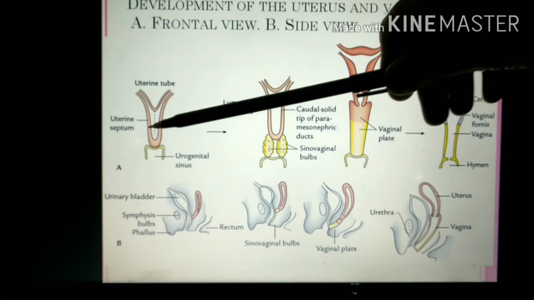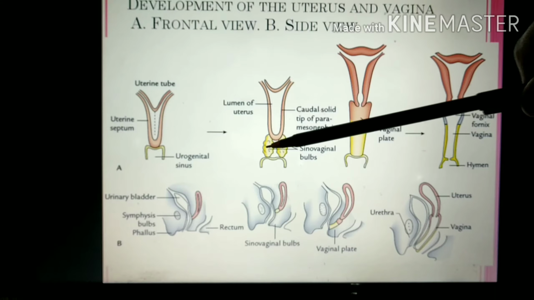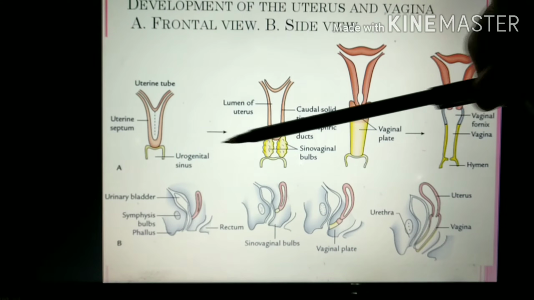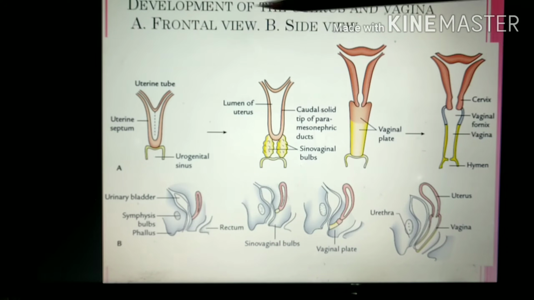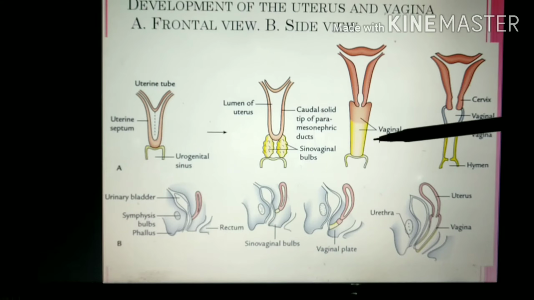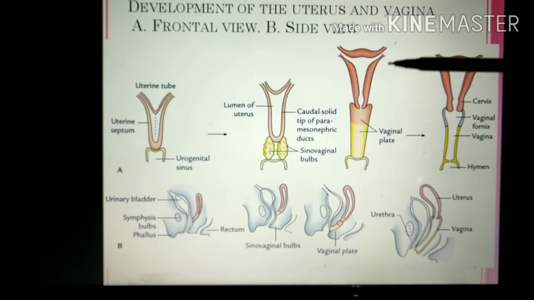Now this uterovaginal canal produces an elevation into the dorsal part of the urogenital sinus. That elevation is called the Mullerian tubercle. This Mullerian tubercle stimulates the urogenital sinus to produce sinovaginal bulbs. So sinovaginal bulbs are derivatives of urogenital sinus. These sinovaginal bulbs will lead to formation of the vaginal plate. This vaginal plate will get canalized and there will be formation of the vagina. So upper one-third of the vagina is formed by uterovaginal canal and lower two-third of the vagina is formed by urogenital sinus.